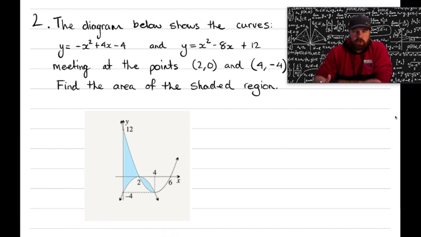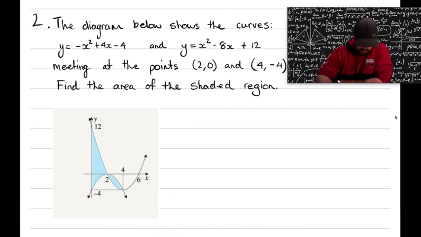The diagram below shows the curves y equals minus x squared plus 4x minus 4 and y equals x squared minus 8x plus 12, meeting at the points (2, 0) and (4, -4). Find the area of the shaded region. Okay, so finding the area of this shaded region here.